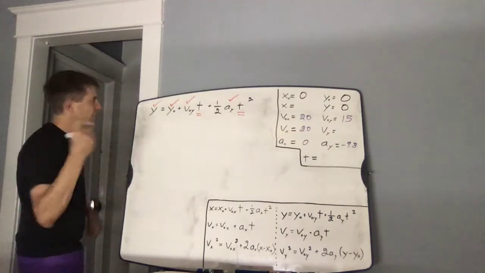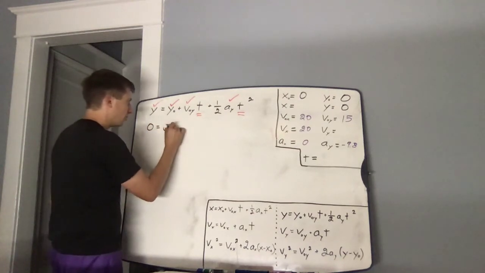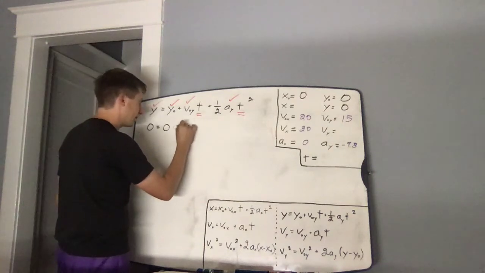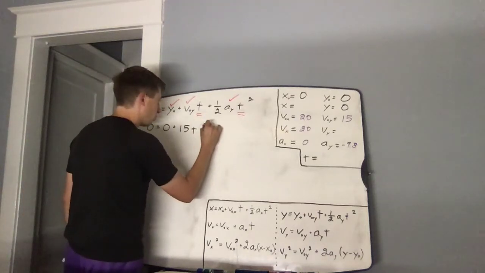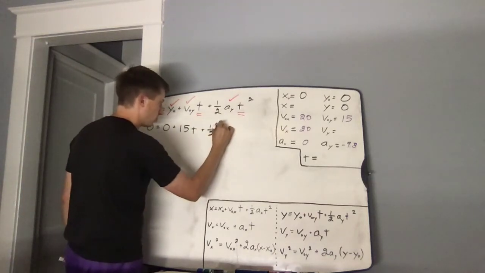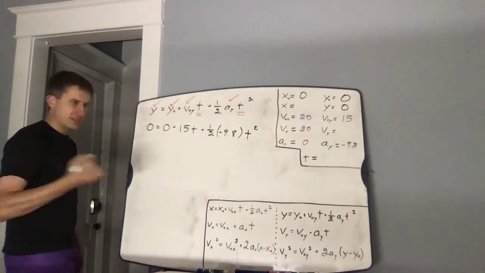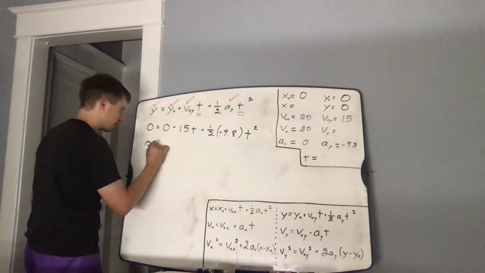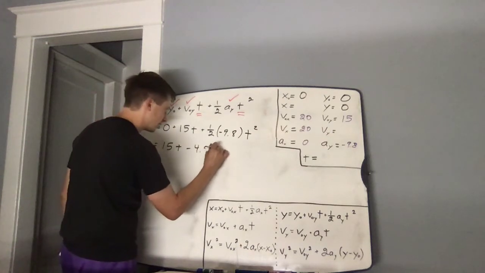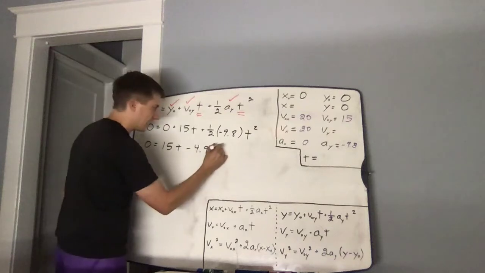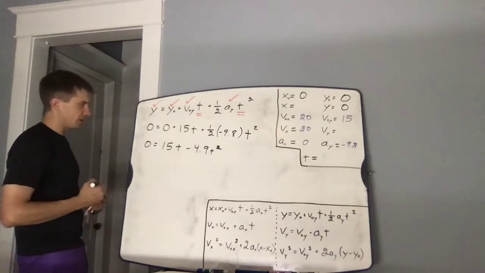So y final is 0, y initial is 0, plus v initial y is 15 times t. T is what we're ultimately trying to find here, plus 1/2 acceleration in the y, negative 9.8 times t squared. So I could simplify this equation as 0 is equal to 15t minus 4.9t squared. 1/2 times 9.8 is 4.9. That's just a number that comes up very often, so at this point it's committed to memory.